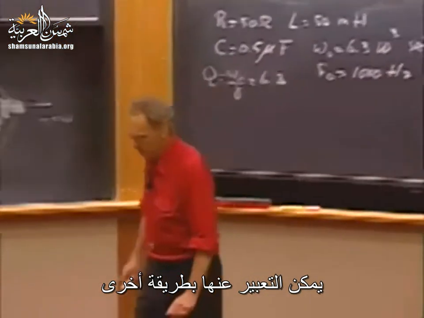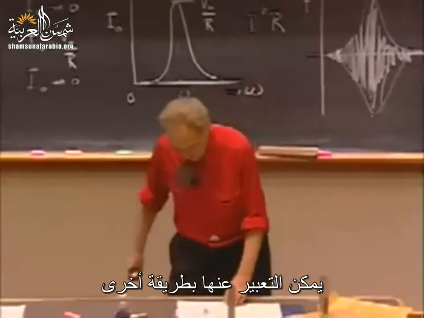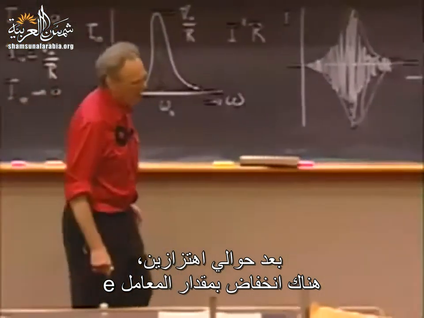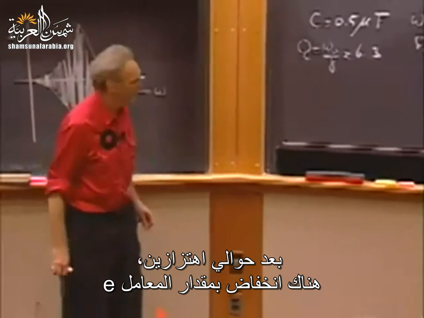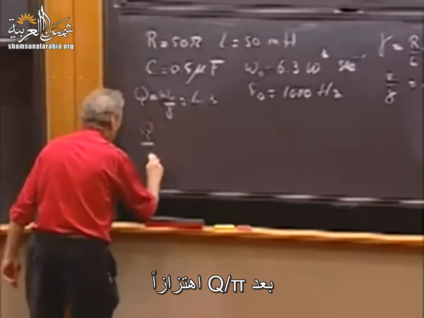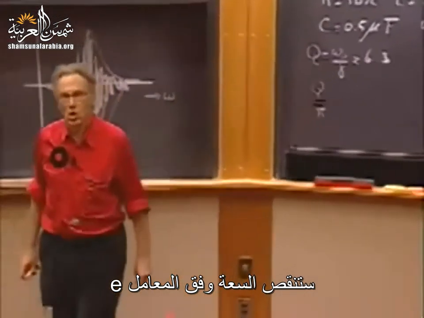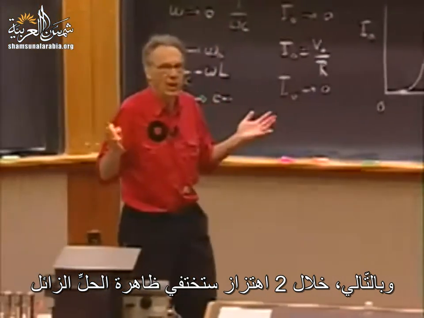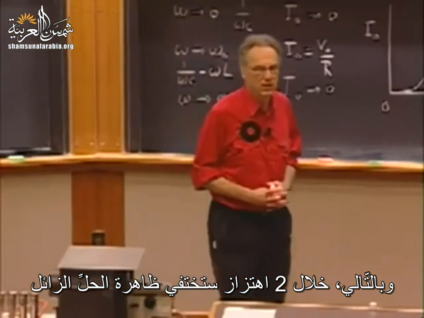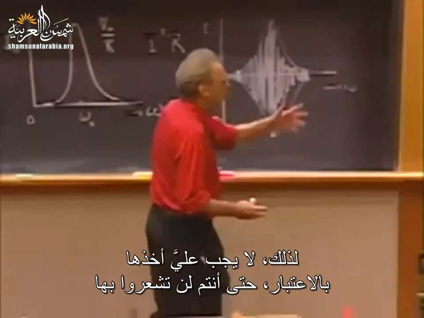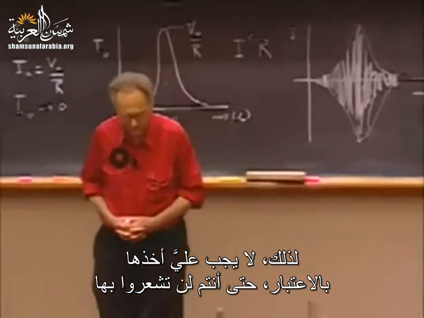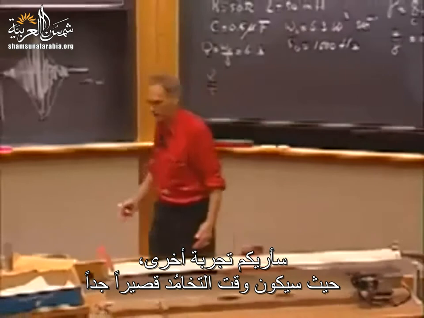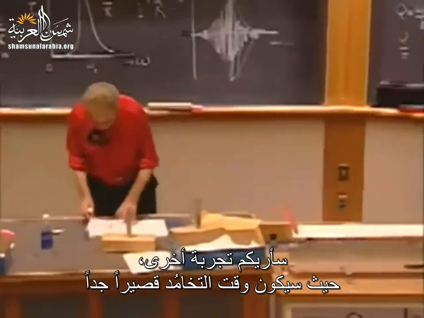Or another way of putting it is that in about 2 oscillations, I am down by a factor e. Remember, Q over pi oscillations will reduce the amplitude by a factor of e. So in 2 oscillations, already the transient phenomenon is effectively killed. And so I don't have to take it into account. You won't even notice it. So I told you earlier, when the decay time here was very long, I'll show you another experiment where the decay time is extremely short.